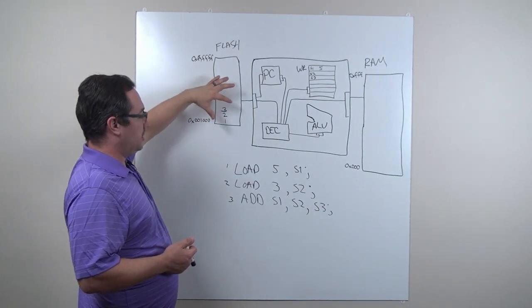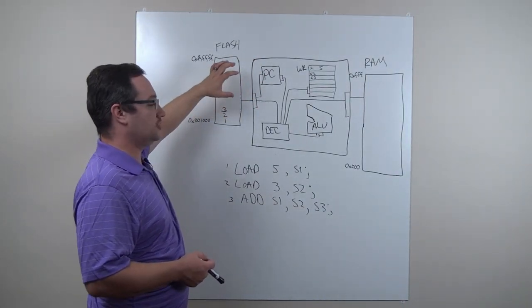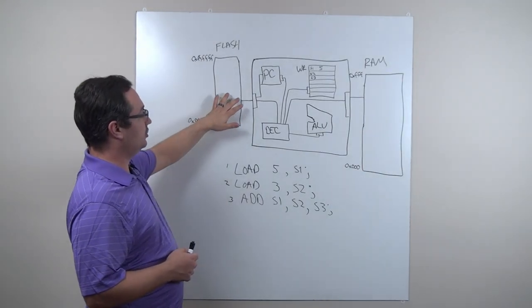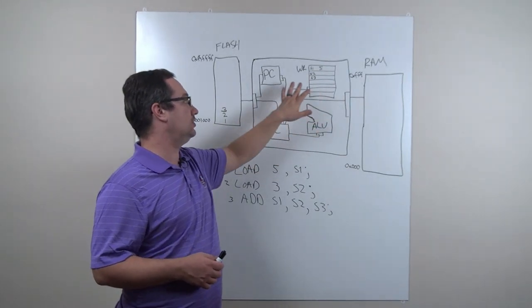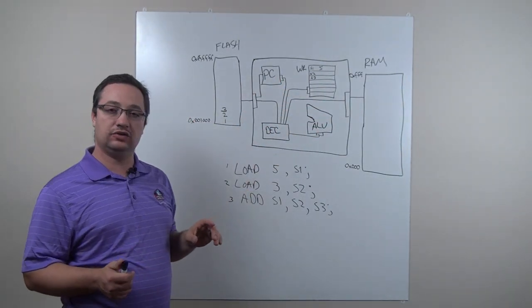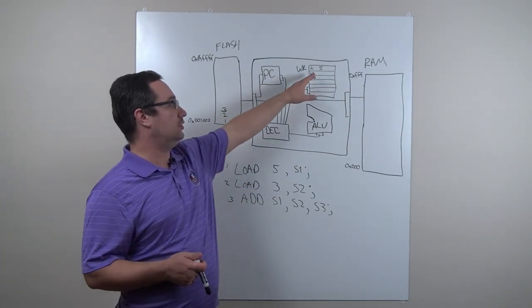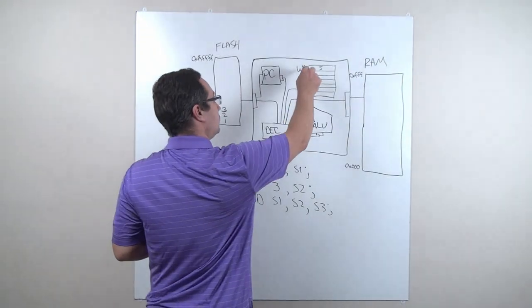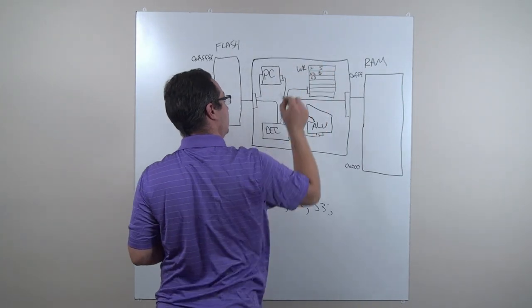So now the program counter tells the memory that we want to grab instruction 2. And the same kind of workflow happens again. Instruction 2 is pulled into the decoder. The decoder configures all the different muxes that we need to move the number 3, copy it out of our flash, and move it to working register S2. And so working register S2 now has the number 3 in it.